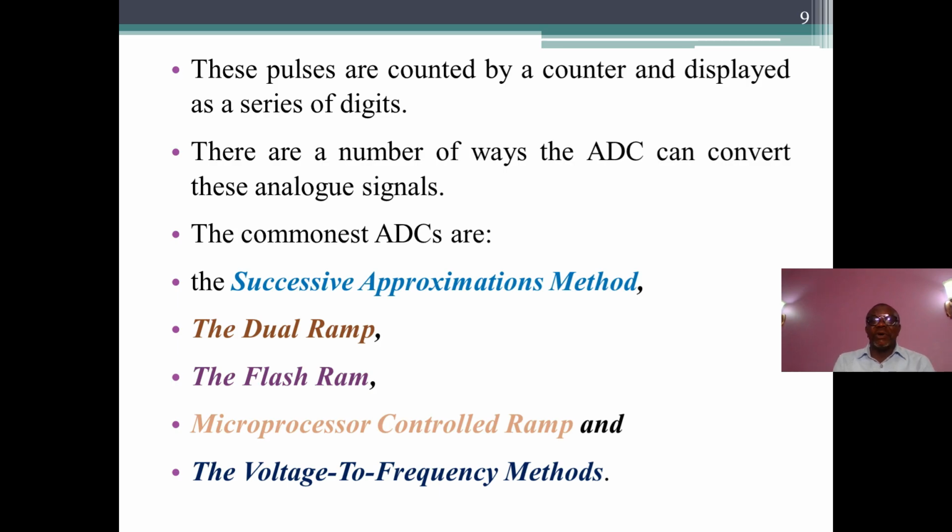There are a number of ways the ADC can convert these analog signals. The commonest ADCs are the successive approximation method, the dual ramp, the flash ramp, the microprocessor ramp, and the voltage to frequency converter method. So in this lecture, we will look at just two of them, the successive approximation method and the microprocessor control ramp.